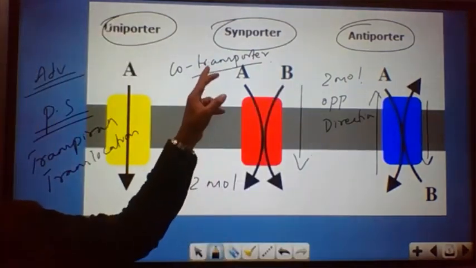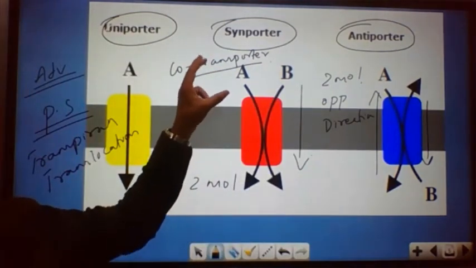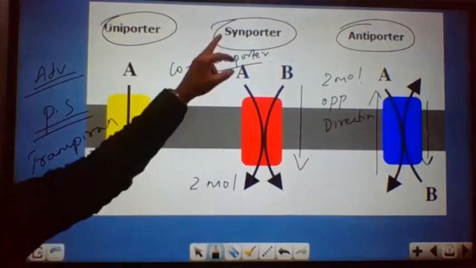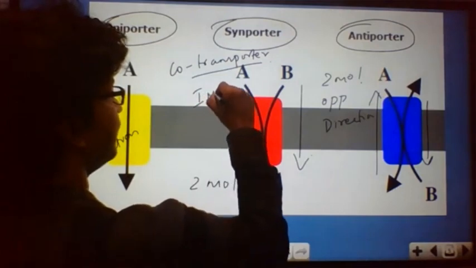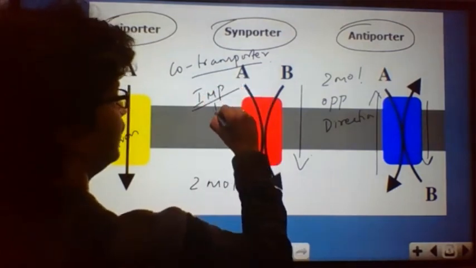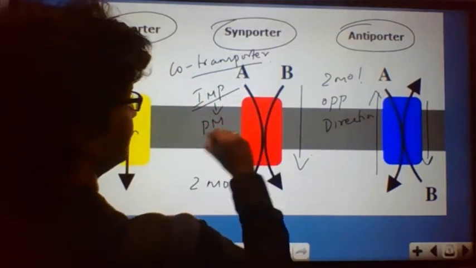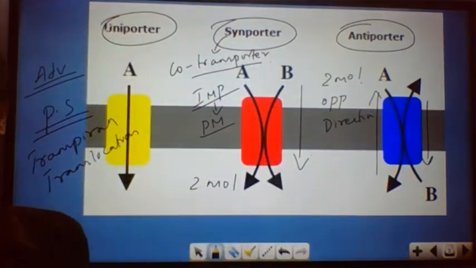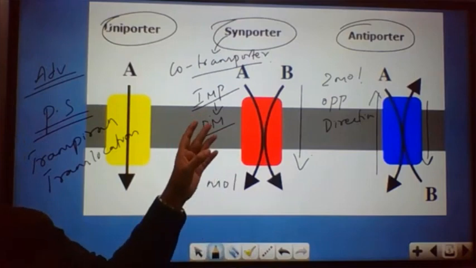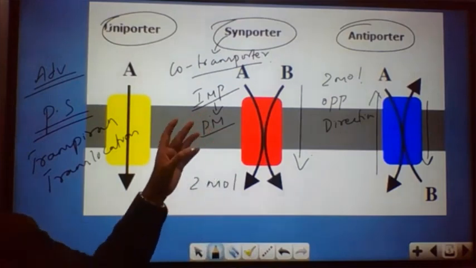This symporter is present as an integral membrane protein, which is present in the plasma membrane. IMP is integral membrane protein, which is present in the plasma membrane. And this symporter we also call a transporter. Fine. So this is what you asked.